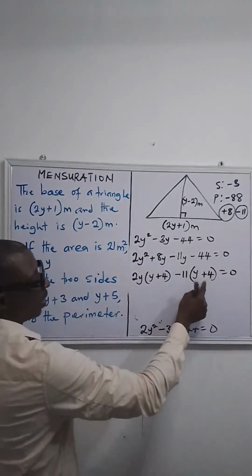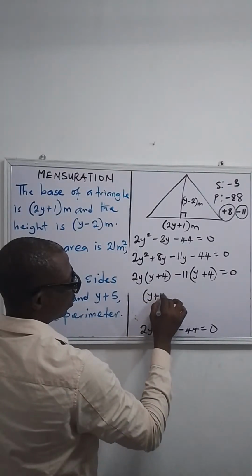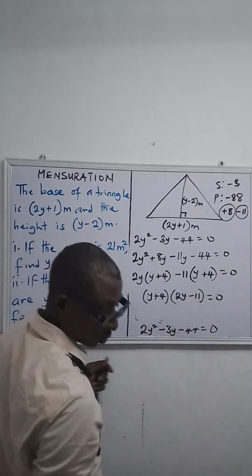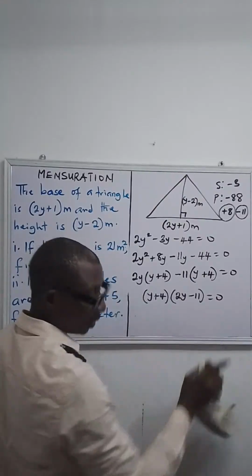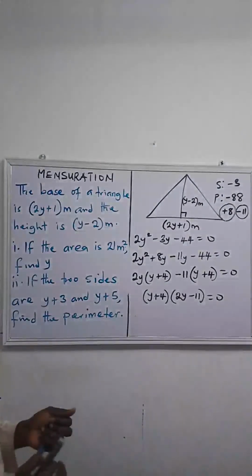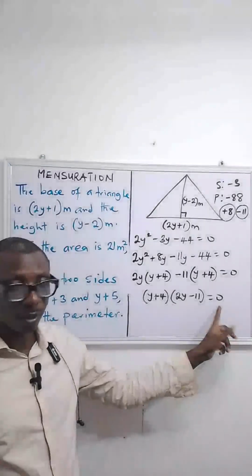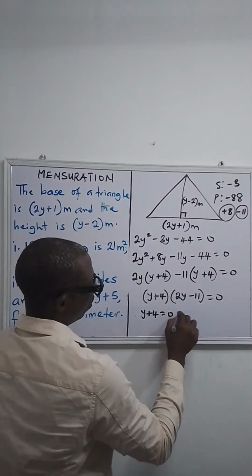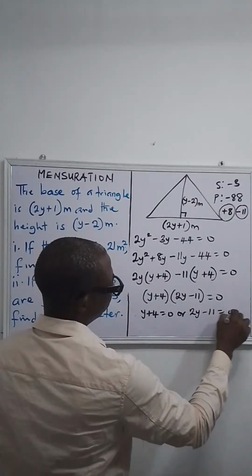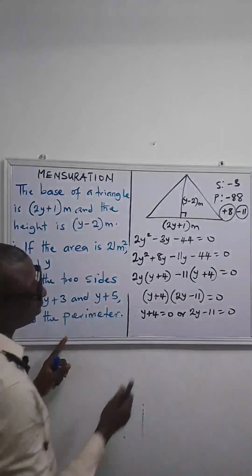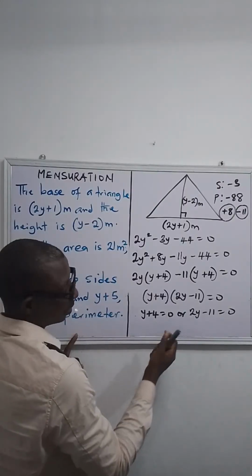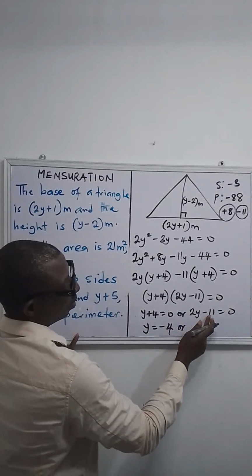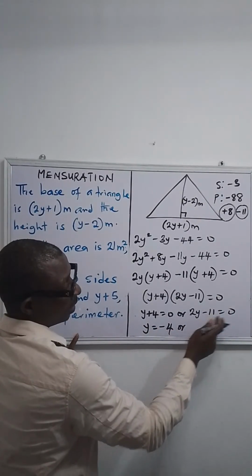Okay, so let's factor out y plus 4. When you factor out y plus 4, you'll be left with 2y minus 11 equals 0. Here we have two entities multiplying each other to give 0. So it's either y plus 4 is 0 or 2y minus 11 is 0. Here we subtract 4 from both sides, so we have y equals negative 4. Or now, we add 11 to both sides.